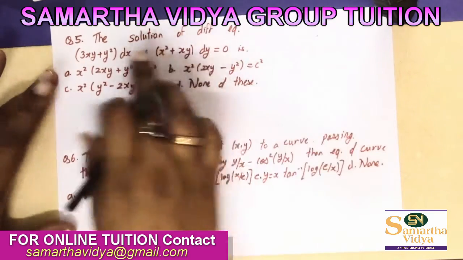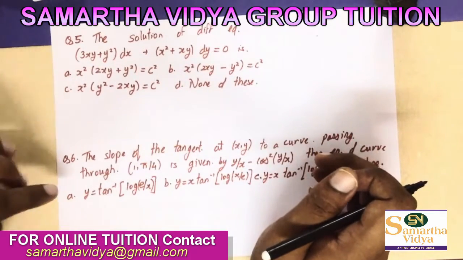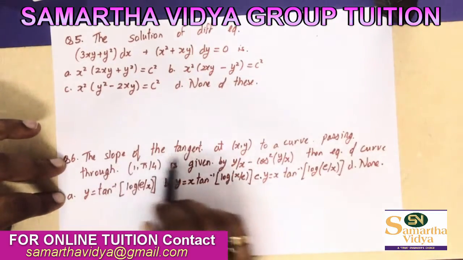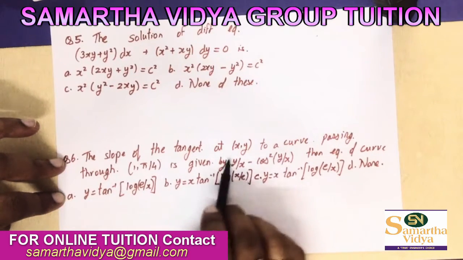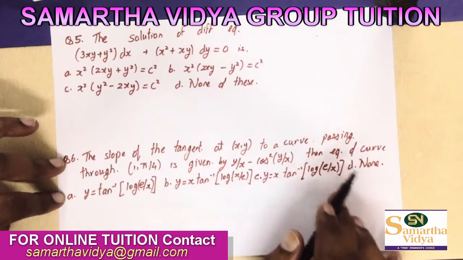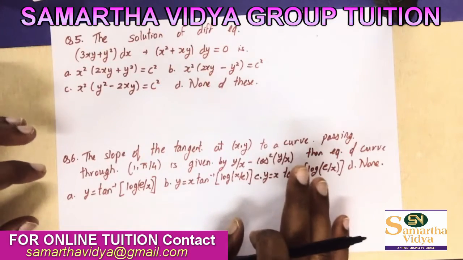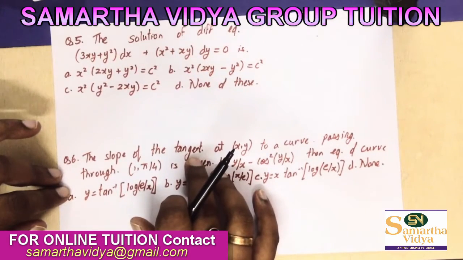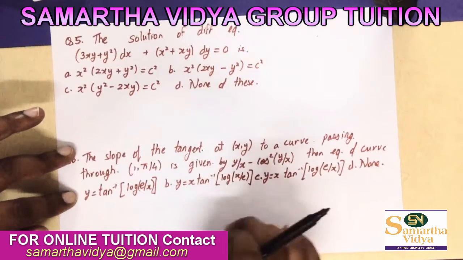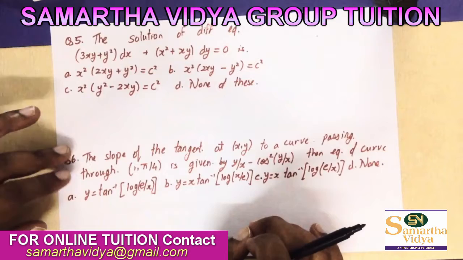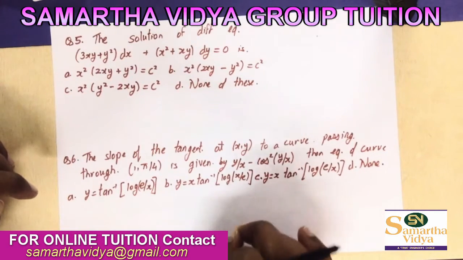The question is basically you have to find the solution of the differential equation which is given over here. And the second one is the slope of a tangent at x comma y to the curve passing through this point is given by this equation. So what is going to be the equation of the curve? This is the problem based on the concept of differentiation, wherein the slope of the tangent is given. Slope of the tangent is nothing but dy by dx. So basically indirectly they have given you the differential equation. Just give it a thought how you can solve this. We will be providing the solution in the next upcoming video.